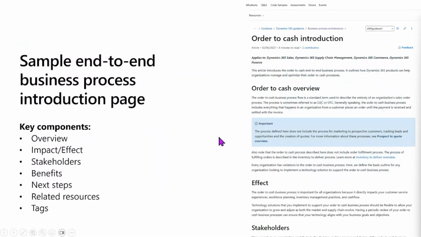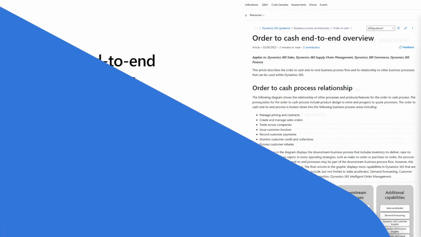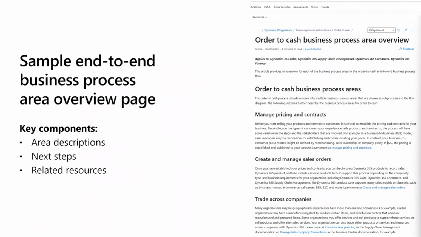Here you can see a sample of one of those articles. I'm not going to spend a lot of time on this slide because we're going to do a quick demonstration of that shortly. What you see here is a sample of the end-to-end business process overview. This is one of the introduction slides. And then we also have the area overview, which is basically headers for each one of the business process areas with a description. Once all of the articles are done for L2, these pages will have links to jump to the detailed page where you can get more information.